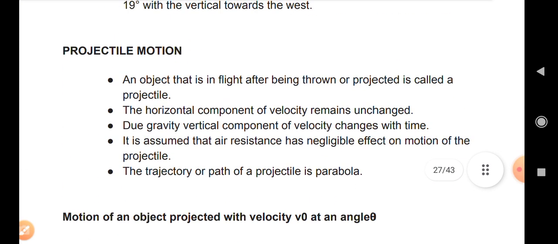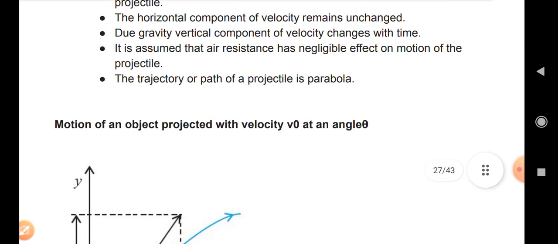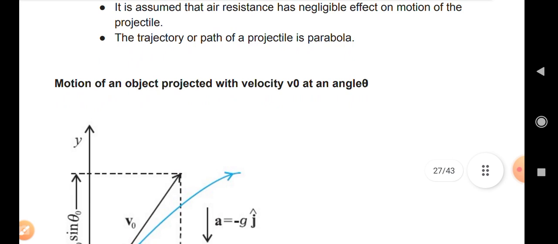Projectile motion. An object that is in flight after being thrown or projected is called a projectile. The horizontal component of velocity remains unchanged due to gravity. The vertical component of velocity changes with time. It is assumed that air resistance has negligible effect on the motion of the projectile. Trajectory or path of projectile is a parabola.